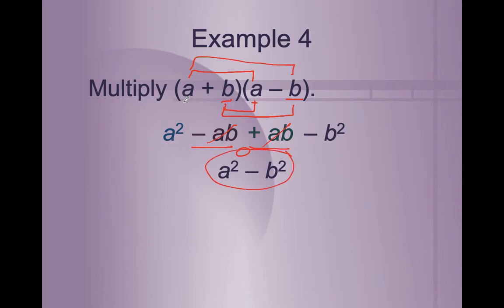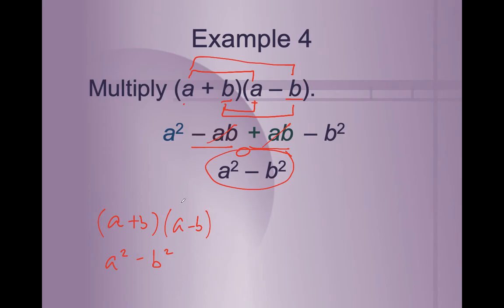So again, if you have a plus b times a minus b, the sum of a binomial times the difference of a binomial, then it's going to be a squared, whatever a is, and then whatever b is, b squared, and it's going to be the difference of those two things.